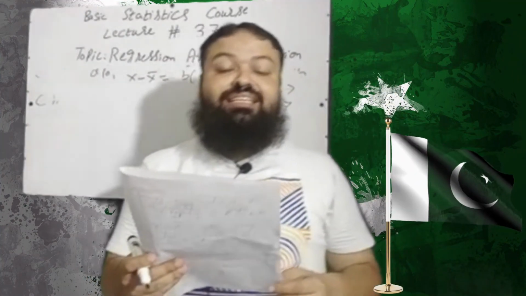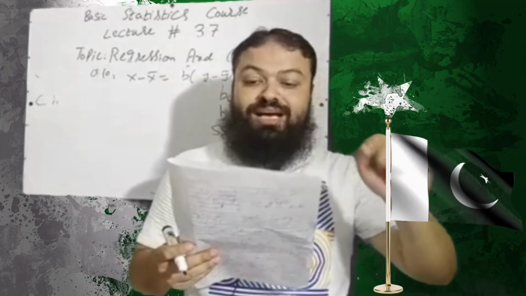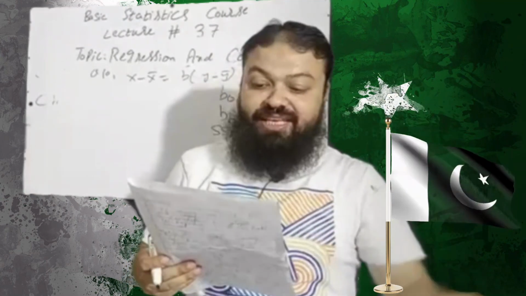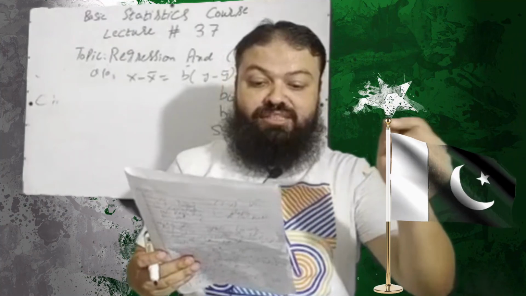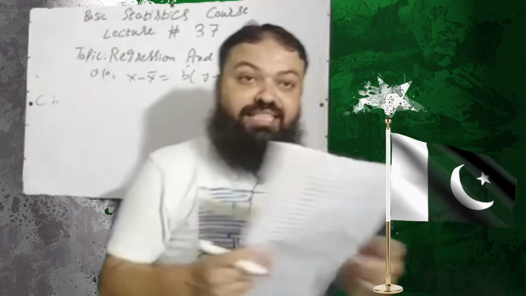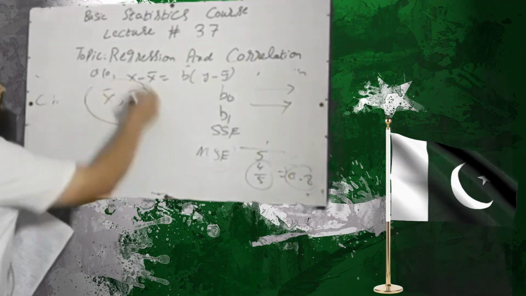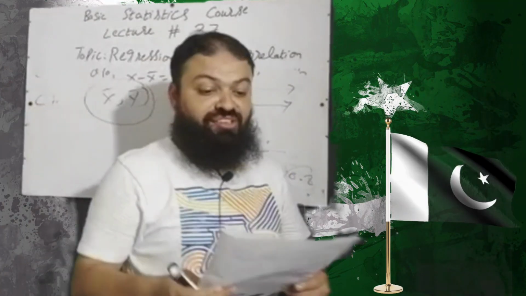Question number 15, the last question of today's lecture. The point that lies on both the lines of regression for a bivariate distribution: A. 0, 0, B. r1, r2, C. sigma x, sigma y, D. x bar, y bar is the correct option. We know x bar and y bar, that is the common point, a very important question.